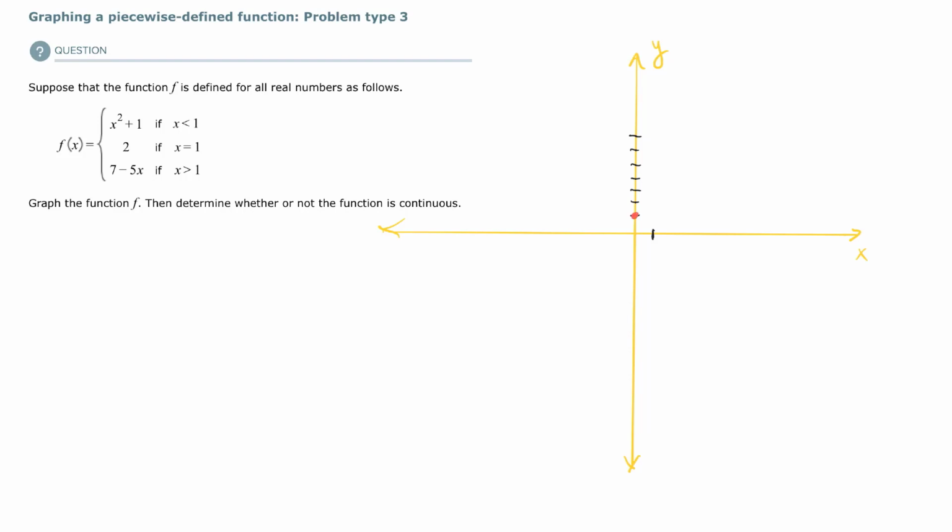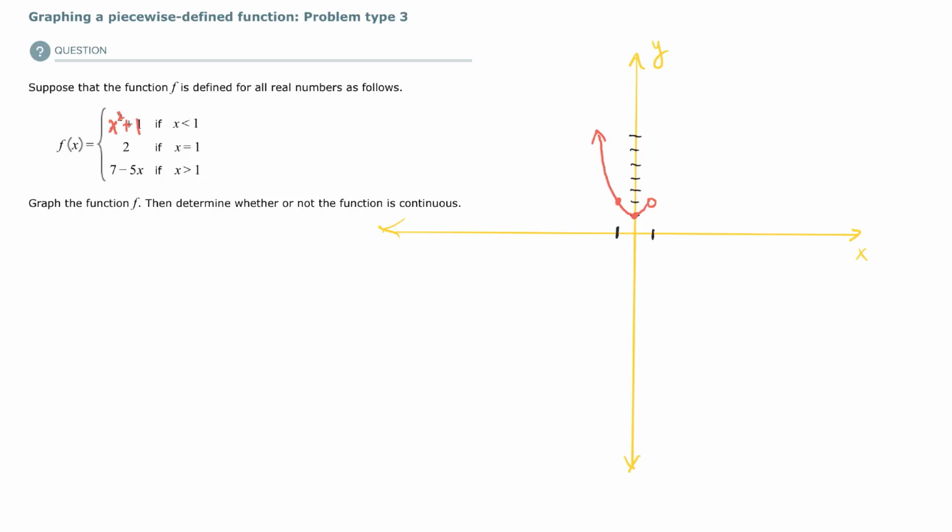And then when x is 1, it does yield a 2, but that 2 is actually a hollow dot because the domain does not include the input value of x equals 1. So we have a nice upward facing parabola going this way. So that's the first piece.